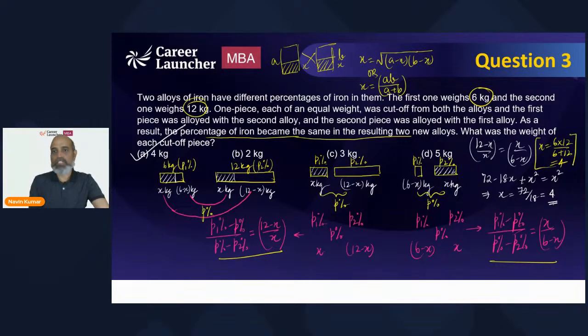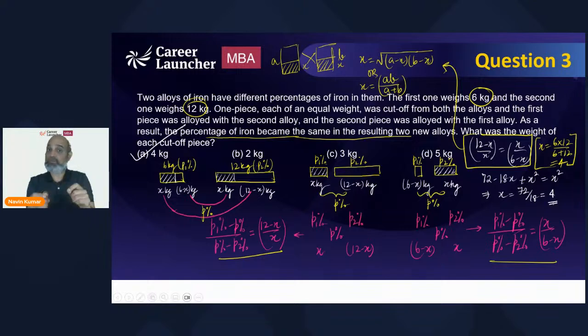Why will this happen? Because if you look at this particular equation, this will get back here. Both are the same, see: x into x square is equal to 12 minus x into 6 minus x, or x will become the geometric mean of 12 minus x and 6 minus x. Because it is of the same equation format, you can rearrange and say x is AB upon A plus B.